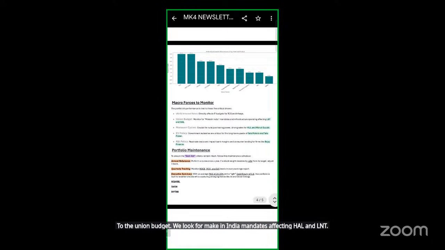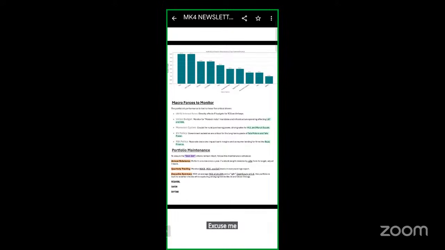Three, monsoon cycles. These drive rural purchasing power for HUL and Maruti. Fourth, EV policy. Government subsidies are vital for Tata Motors. Fifth, RBI policy. Repo rate changes impact banking margins.